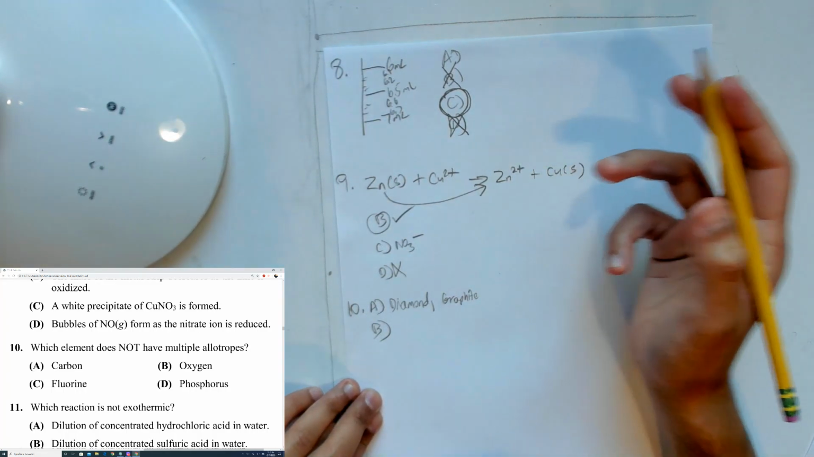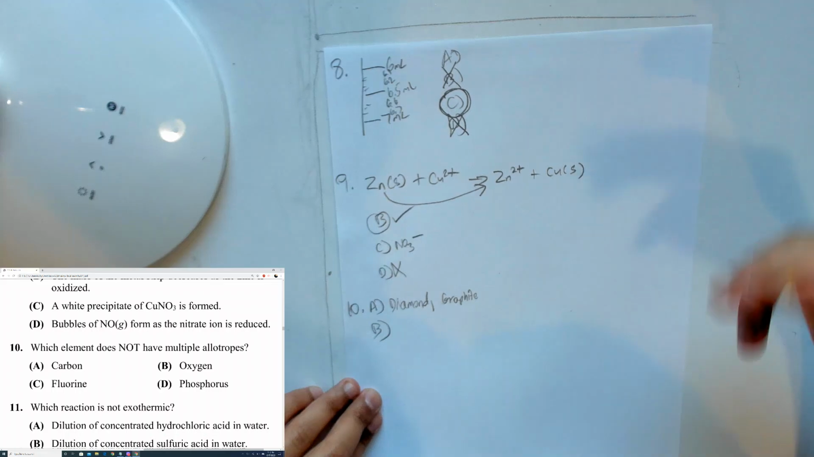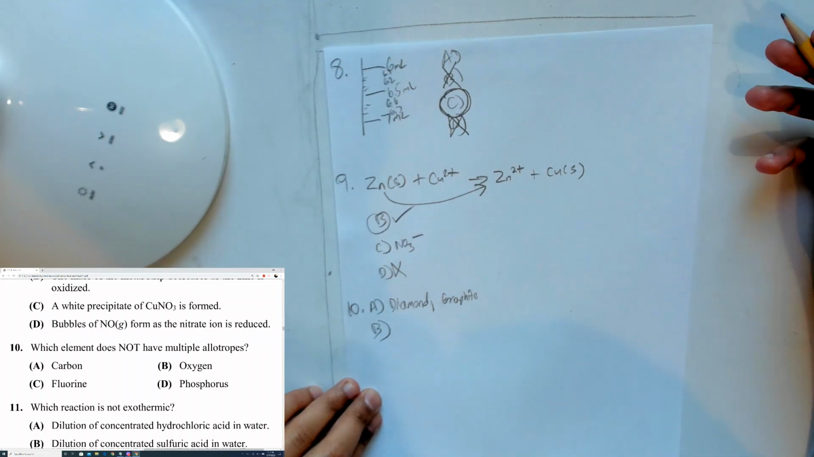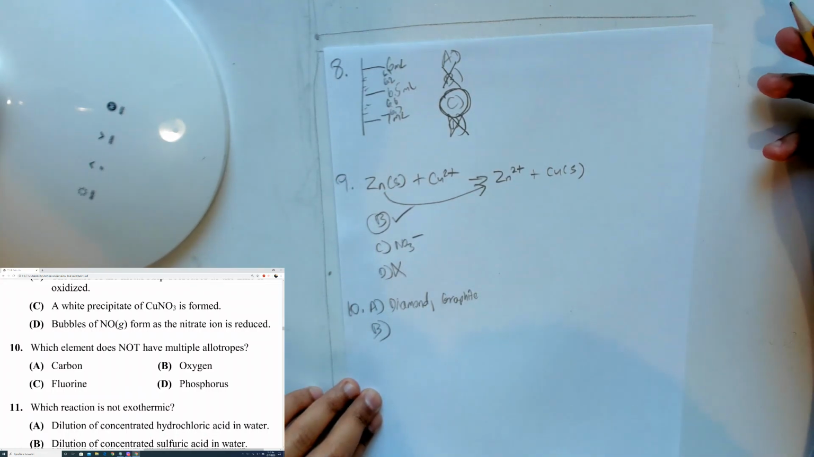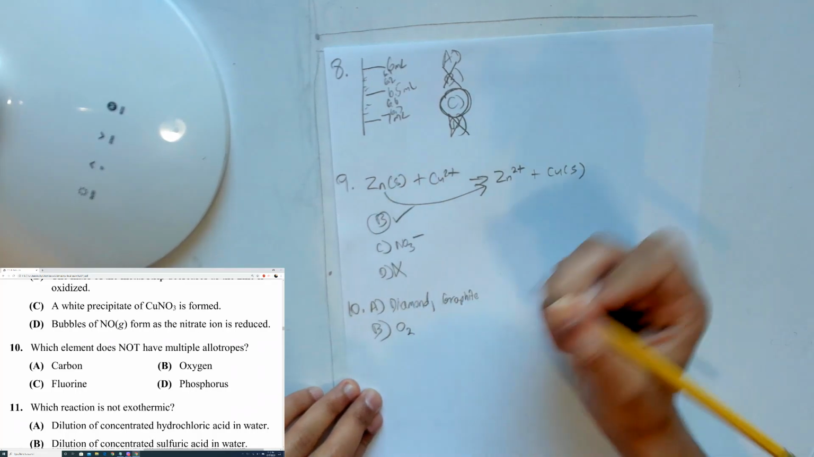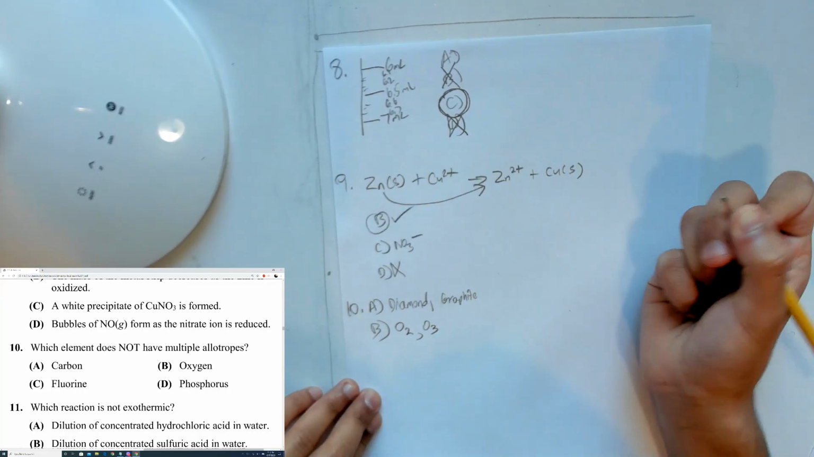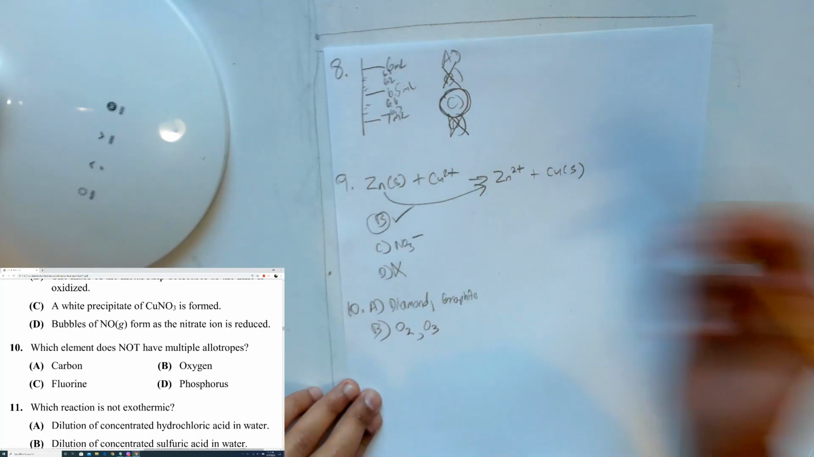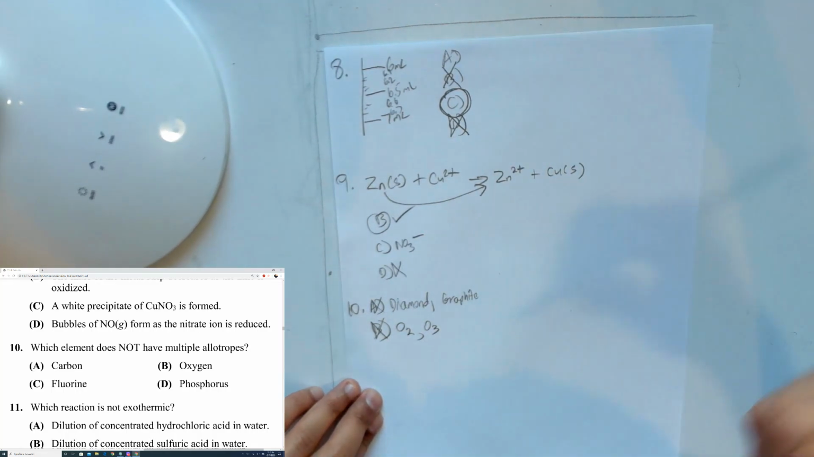Oxygen. Now, the definition of an allotrope is like a compound that has only one element in it, but in multiple forms. So let me give an example of oxygen. You can have oxygen or ozone. These are allotropes. So you can also cross out B.